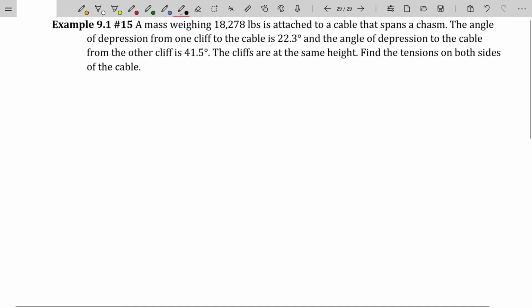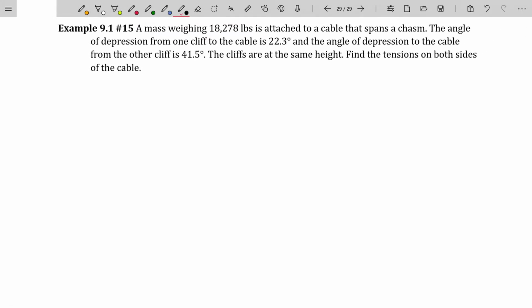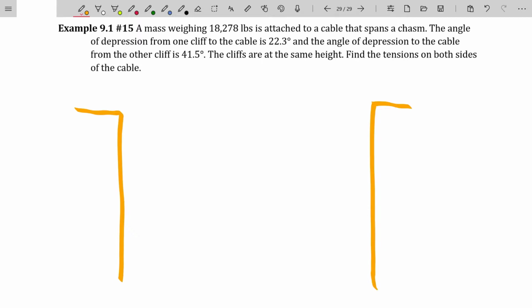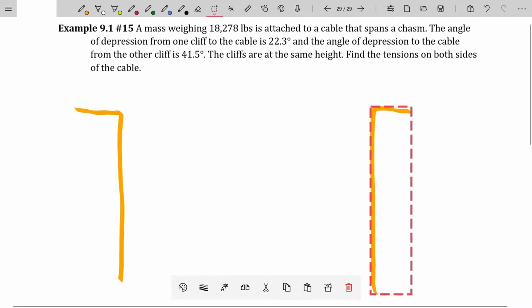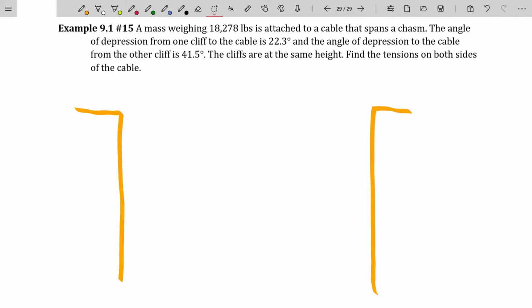Okay, there's a lot to read. But basically, you have two cliffs at the same height. I'll draw those in here. You have a cliff here, and at the same height, a cliff here. Okay. You have a cable, they should be the same height, but it doesn't look like they are. You have a cable that, moving that down slightly, is connected to both sides of this chasm. Let's just say that the cable is connected here and here.